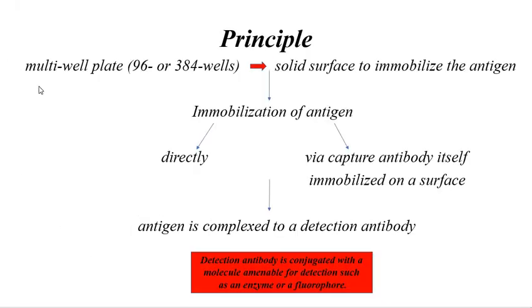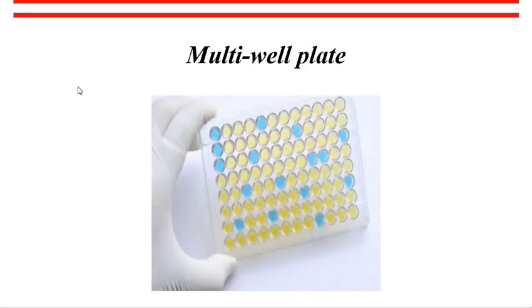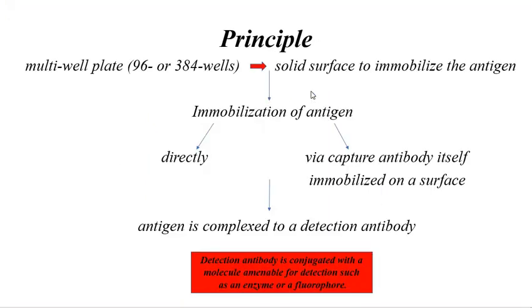This assay is performed in a multi-well plate. A multi-well plate for ELISA assay is shown. The solid surface of the wells of this plate is used to immobilize the antigen. Immobilization of the antigen may be carried out either directly or via a capture antibody, which is itself immobilized on a surface. The antigen is then complexed to a detection antibody.